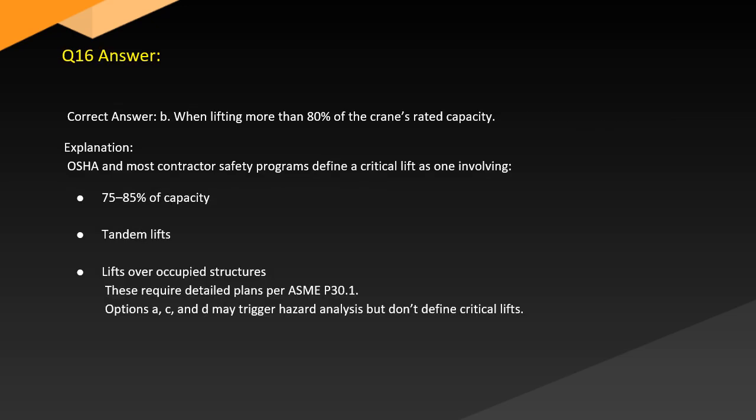Answer. Correct answer: B. When lifting more than 80% of the crane's rated capacity. Explanation. OSHA and most contractor safety programs define a critical lift as one involving 75-85% of capacity, tandem lifts, or lifts over occupied structures. These require detailed plans per SMP.1. Options A, C, and D may trigger hazard analysis but don't define critical lifts.